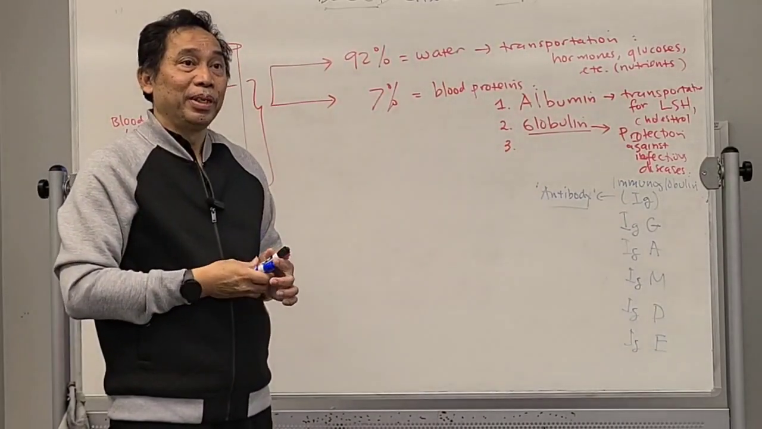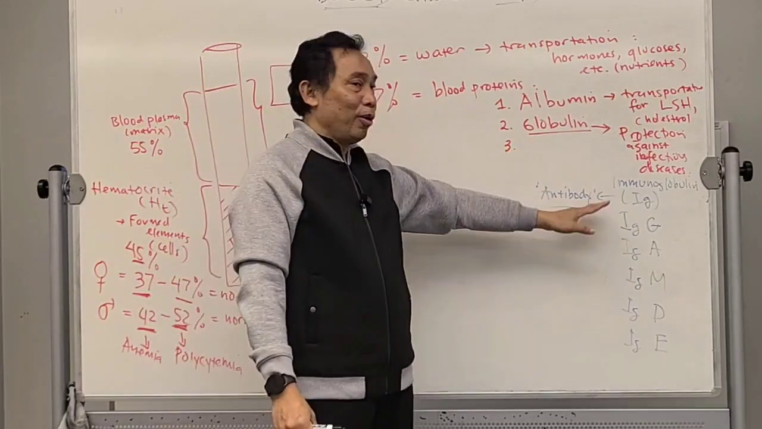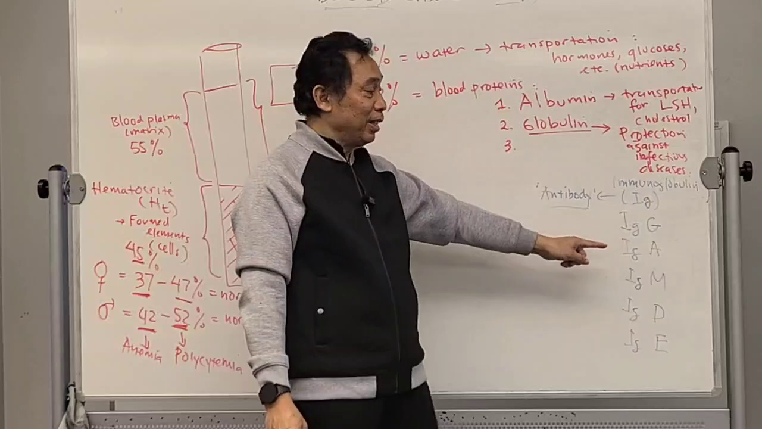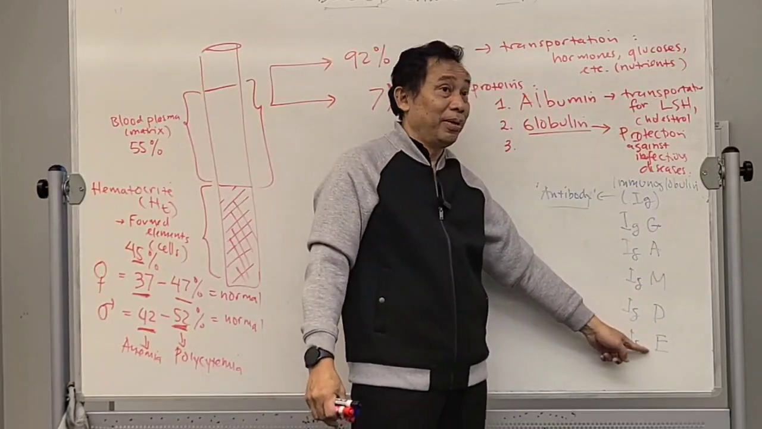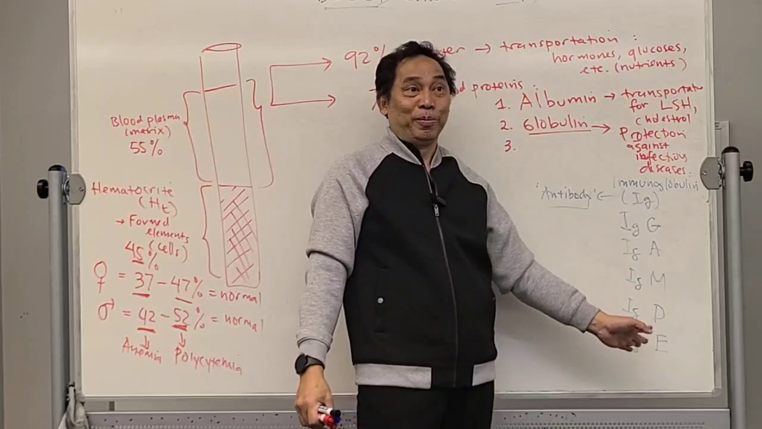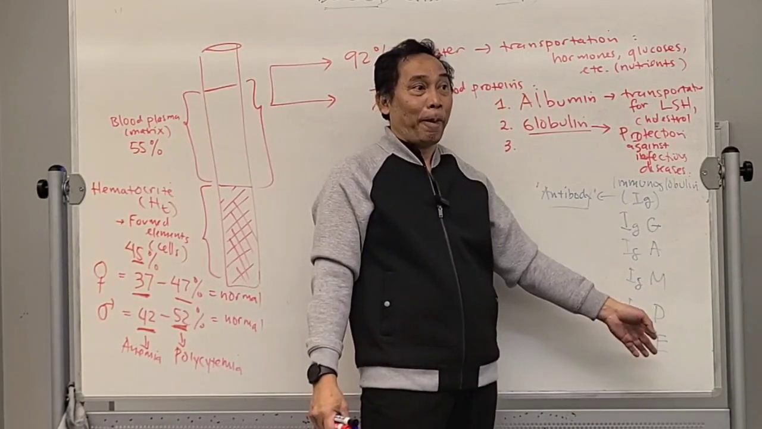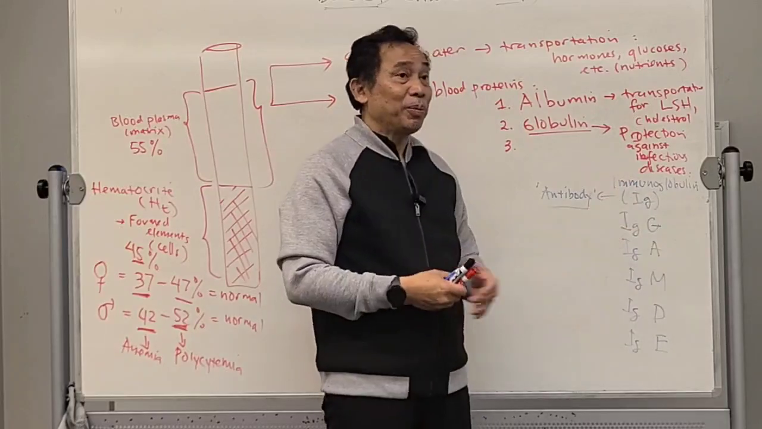Okay? Now, can you memorize this immunoglobulin based on the abundancy? It's easy, right? You just say game, what? But there is D between M and E. Okay? So it is G-A-M-D, and then E.